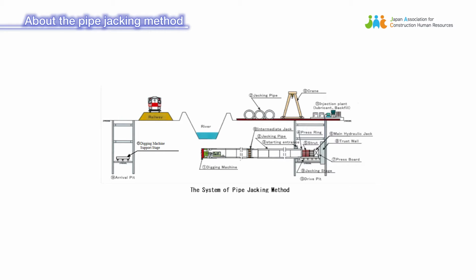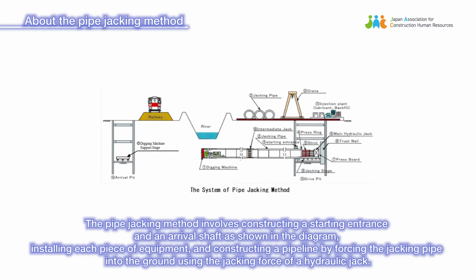About the pipe jacking method. The pipe jacking method involves constructing a starting entrance and an arrival shaft as shown in the diagram, installing each piece of equipment, and constructing a pipeline by forcing the jacking pipe into the ground using the jacking force of a hydraulic jack.